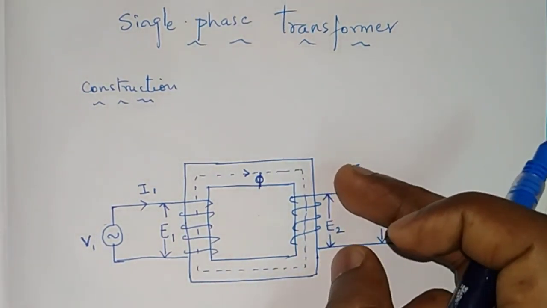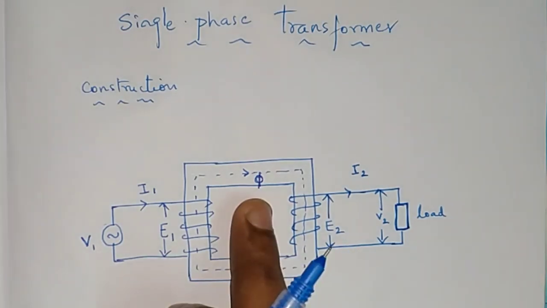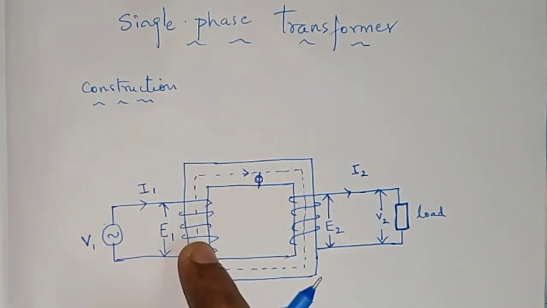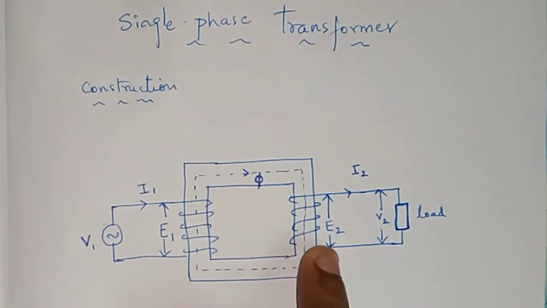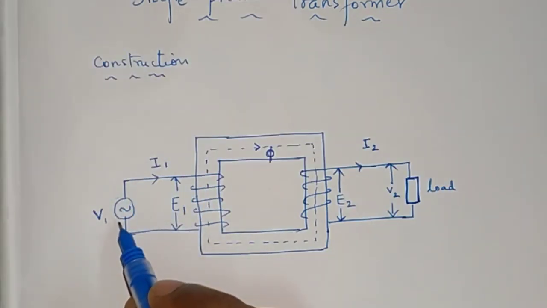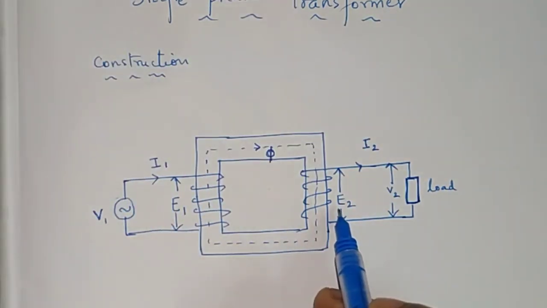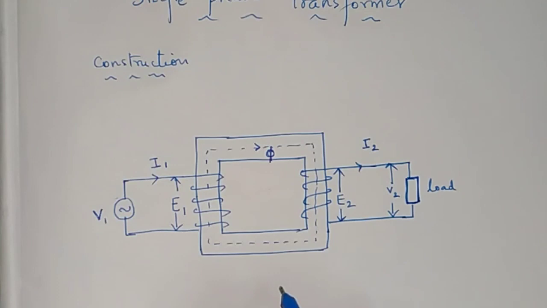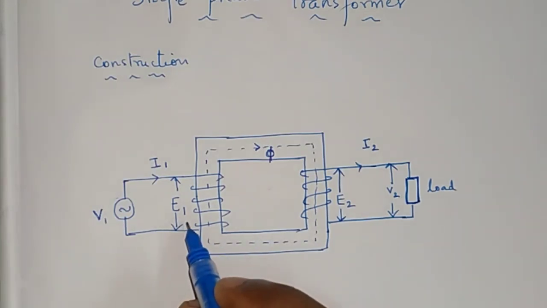Now this E2 is the EMF induced in the secondary side because of the alternating flux which is produced by the primary winding, which will link the secondary winding, and due to that EMF will be induced. The EMF induced in the primary side is called as self-induced EMF, because you know that self-induced EMF is nothing but the EMF induced because of its own source. But E2 is called as mutually induced EMF. Mutually induced EMF is nothing but the EMF induced because of the neighboring coil. Therefore E2 is called as mutually induced EMF and E1 is called as self-induced EMF.